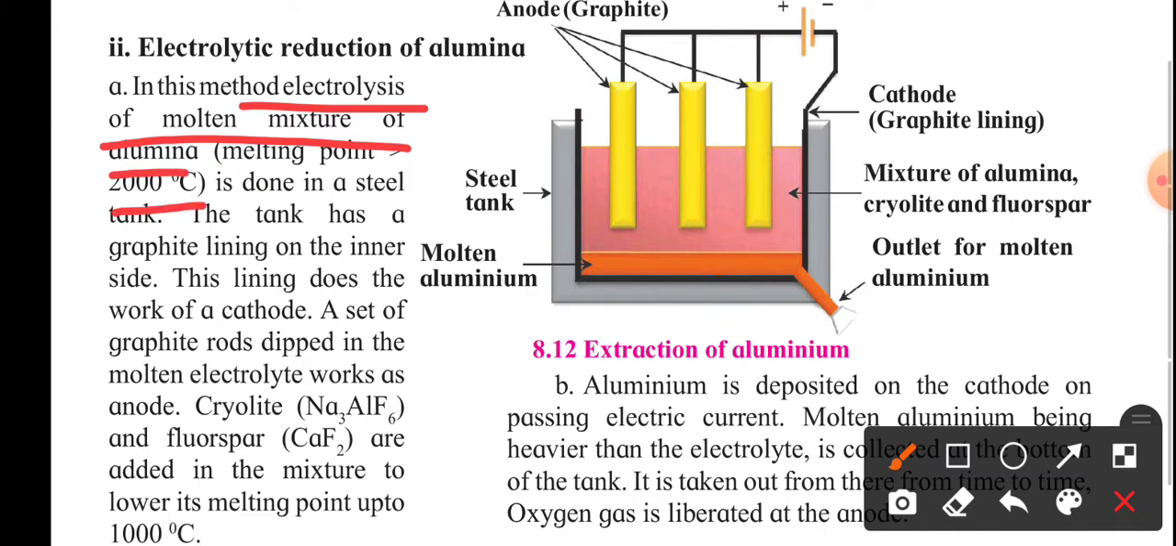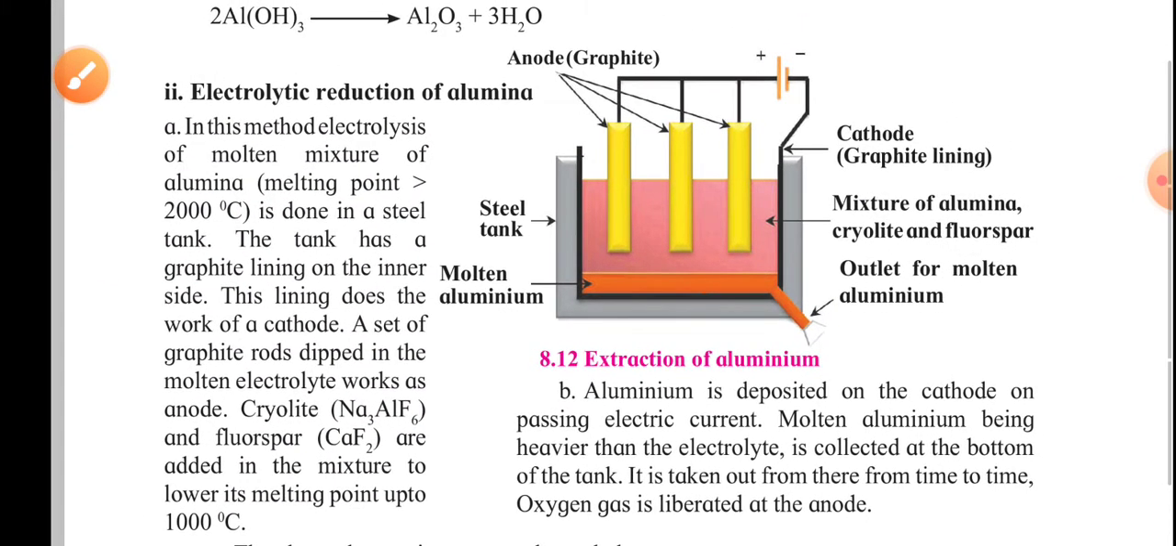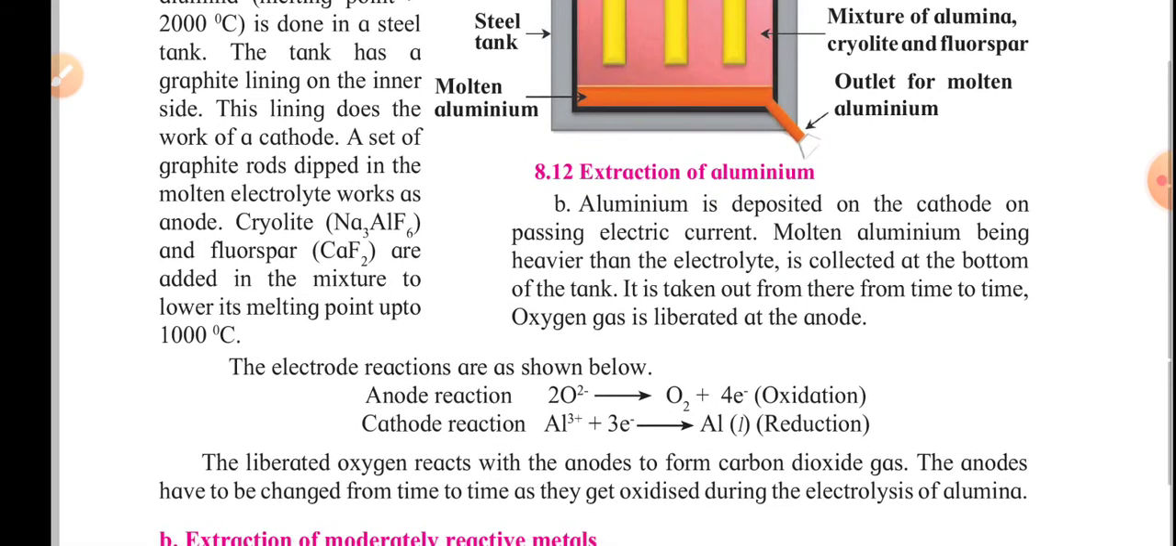It's a very high temperature. The tank has a graphite lining on the inner side, which works as a cathode, and the electrolytes work as anode. And the cryolite, that is the Na3AlF6, and the fluorspar, that is the CaF2, are added in the mixture to lower its melting point up to 1000 degrees Celsius. Because if we talk about the aluminium itself, it has a very high melting point. So to reduce that, some impurities like the calcium fluoride, which is also known as the fluorspar, and the cryolite are mixed, and the melting point can be brought down to 1000 degrees Celsius.